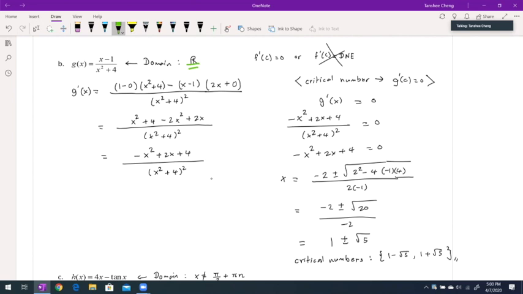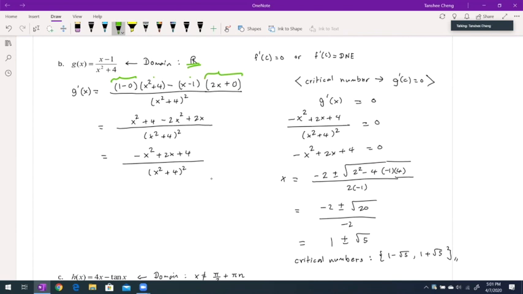So now to talk about the critical number, I need to find my first derivative, right? Because a critical number exists where? Where f prime of c equals 0 or f prime of c does not exist. So when I take the derivative, this is basically using the quotient rule: derivative of the numerator times the denominator, and then numerator times derivative of the denominator, over the denominator squared.